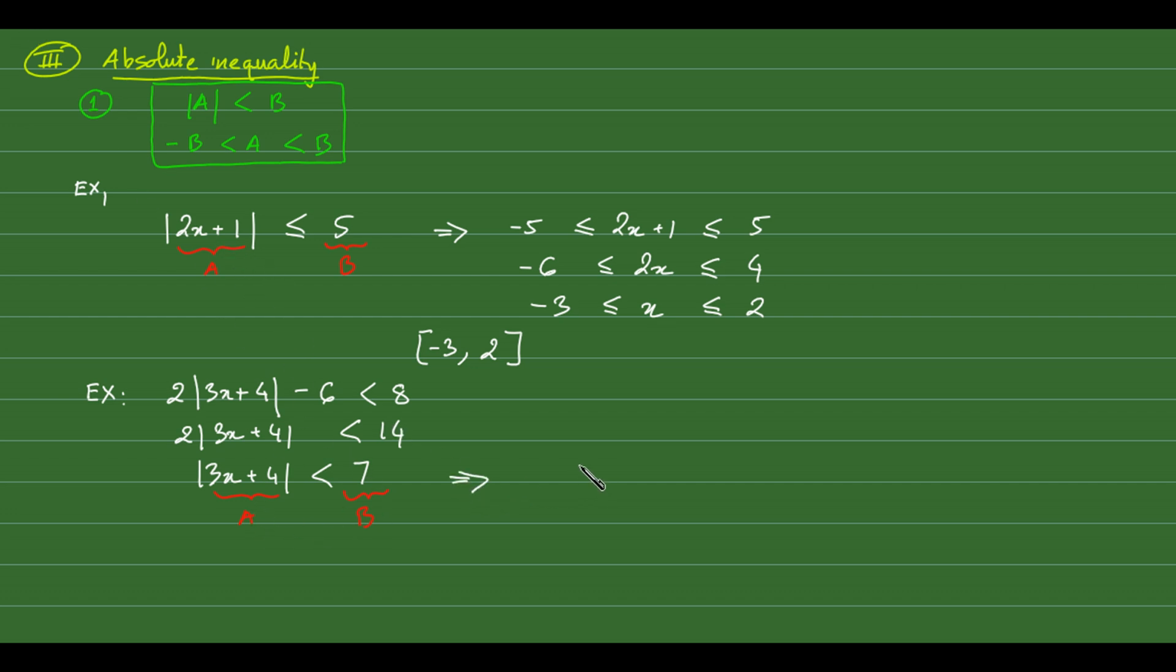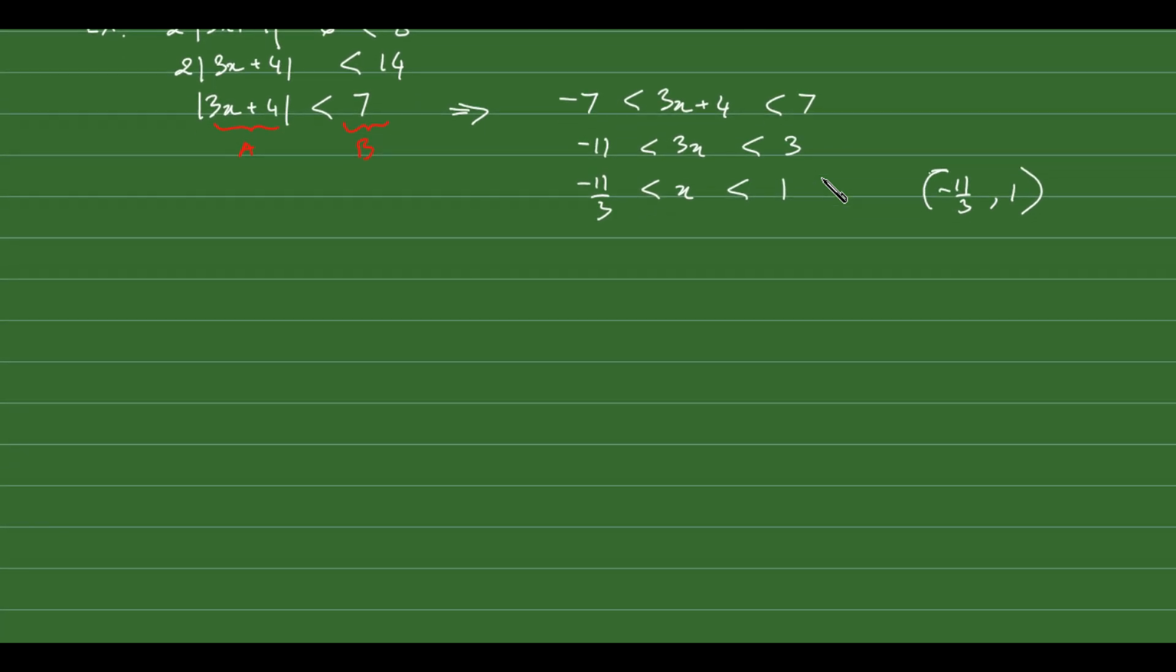So this implies negative B less than 3x plus 4 less than 7. I subtract both sides by 4, so negative 11 less than 3x less than 3, and divide both sides by 3, so negative 11 over 3 less than x less than 1. From here I can write the interval notation easily. It will be parentheses because it's not included: negative 11 over 3, 1, parenthesis. There you go.